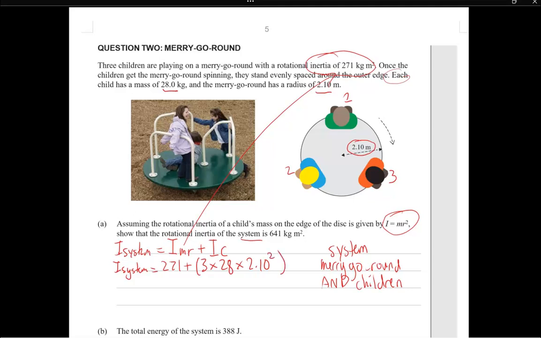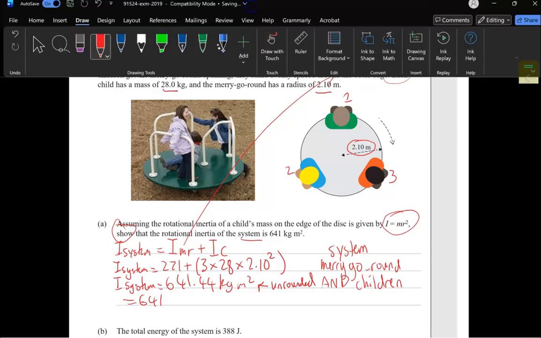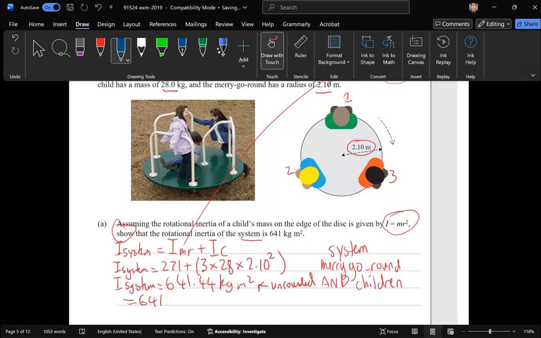2.1 squared, and that should give you an answer of around 641.44 kgm squared. Now this is a show question, so you do have to have the unrounded answer. It's really important that you have this unit, or else you might not get the mark. And then obviously that just equals 641. So this is an achieved level question. If you are able to correctly have the working and show that it equals 641, you'll get an achieved.